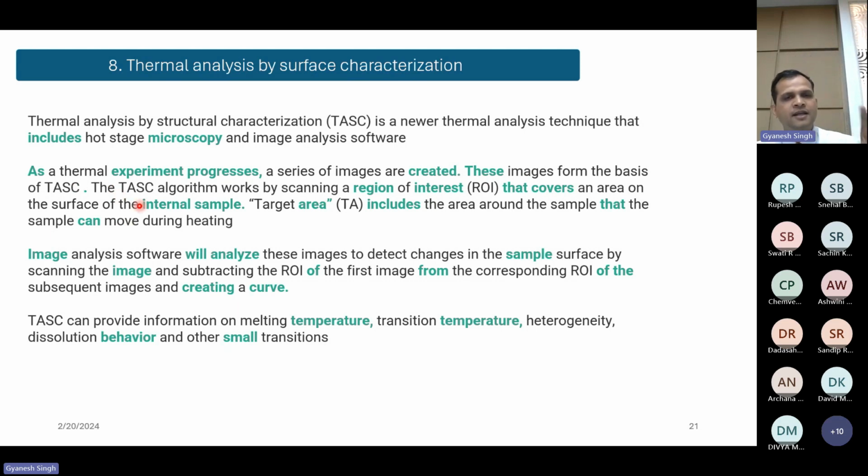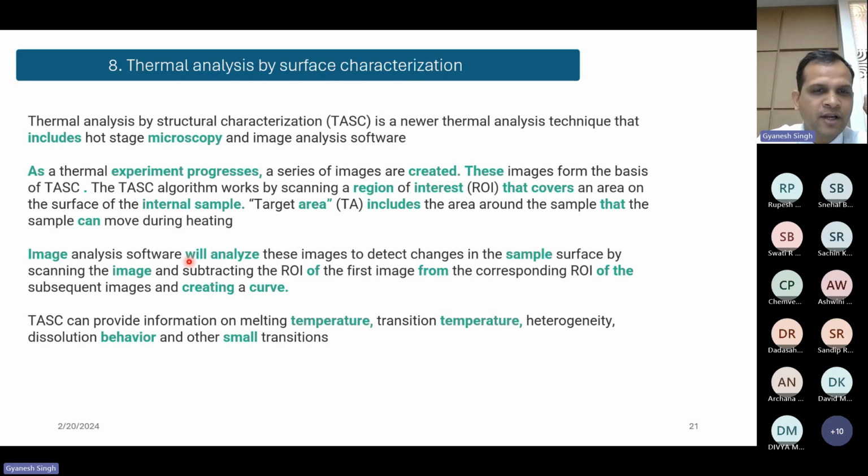TASC is basically an algorithm which focuses on the region of interest. The TASC algorithm works by scanning a region of interest that covers an area on the surface of the internal sample, which is called the target area. So you define a target area and the area around the sample that the sample can move into during heating. While the sample is heated, you may observe that the sample is reducing or increasing in size, so you can study the change in that.